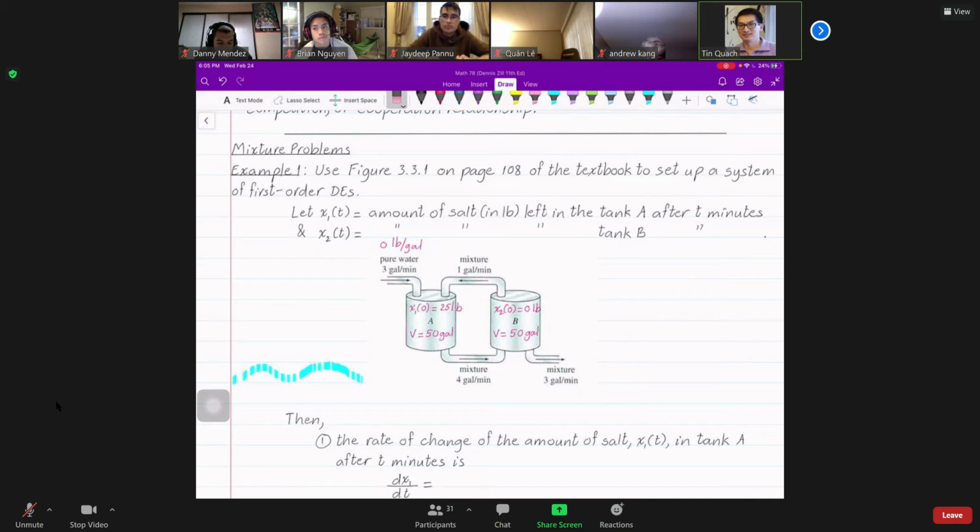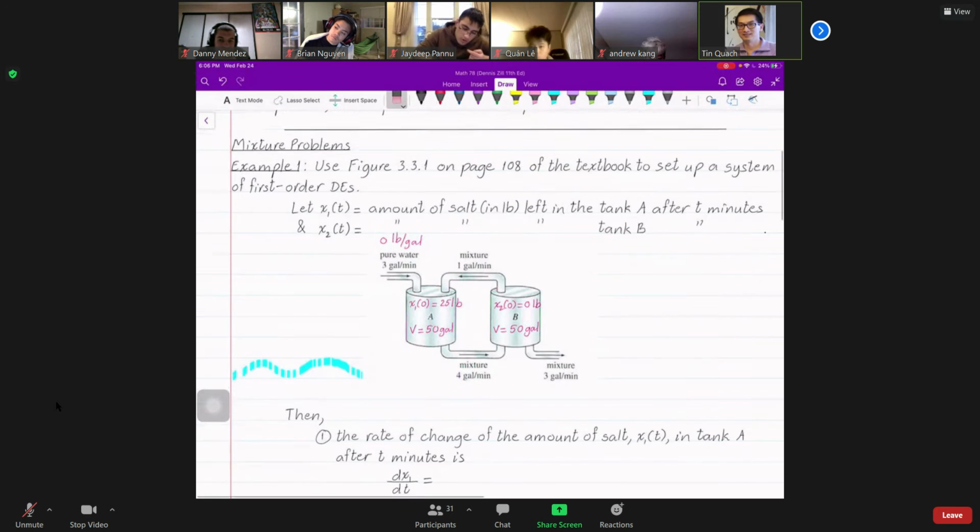So here we need to find out the concentration. For this one right here, we know that it is 0 pounds per gallon of salt coming in because it is pure water coming in. So right here, how much salt is coming in? The amount of salt coming in depends on how much salt you have in the tank at that particular time, right? So I give you the formula for the concentration? I thought I did, right?